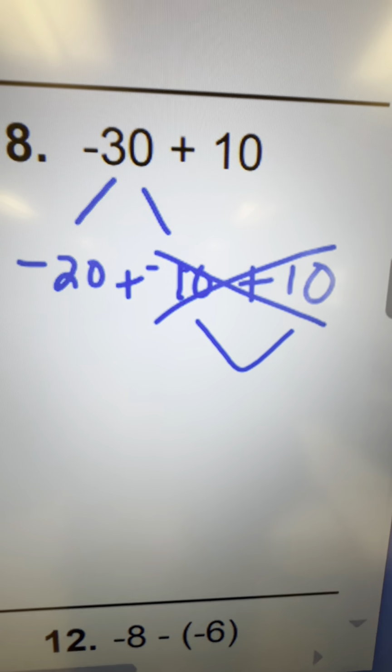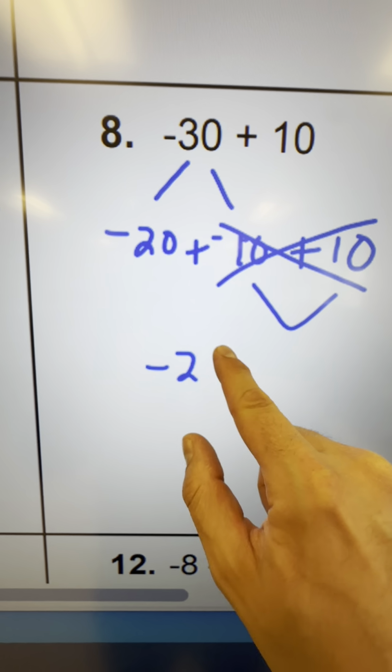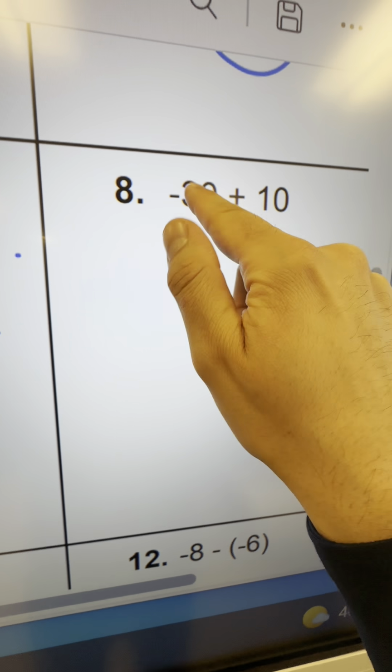They're going to cancel each other out when you add opposites. And you can see we're going to be left over with 20 negatives for this one. And if that doesn't make sense, you can still draw 30 negatives.